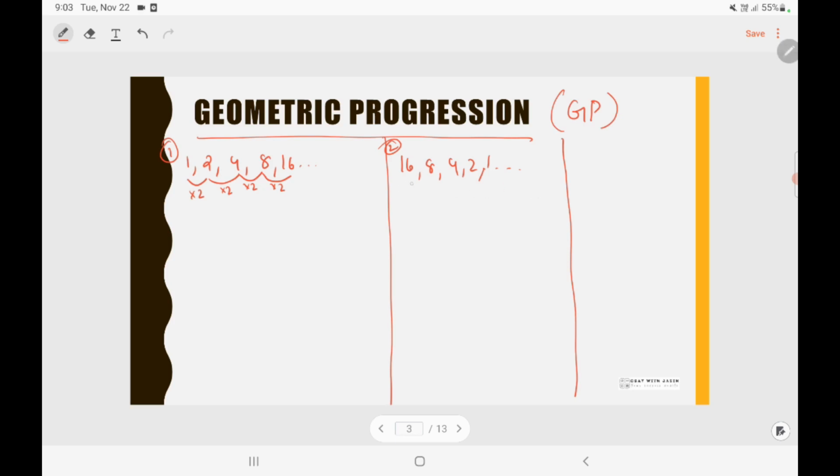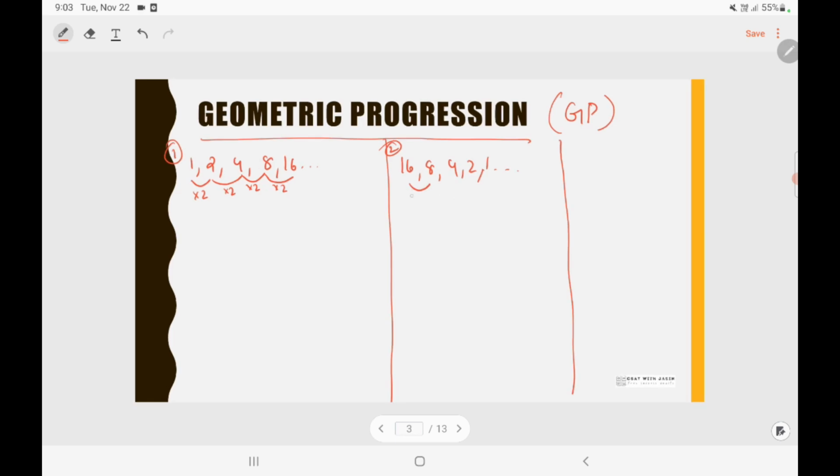And if you take the second example, it is similar, but you are multiplying by half: 16 times half is 8. You are multiplying half with 8 to get 4. You are multiplying half with 4 to get 2. You are multiplying half with 2 to get 1 and so on. So in both these examples, you are multiplying the same number with each of the terms to get the next number. In the first example, you are multiplying a number which is greater than 1. And in the second example, you are multiplying half, which is less than 1.